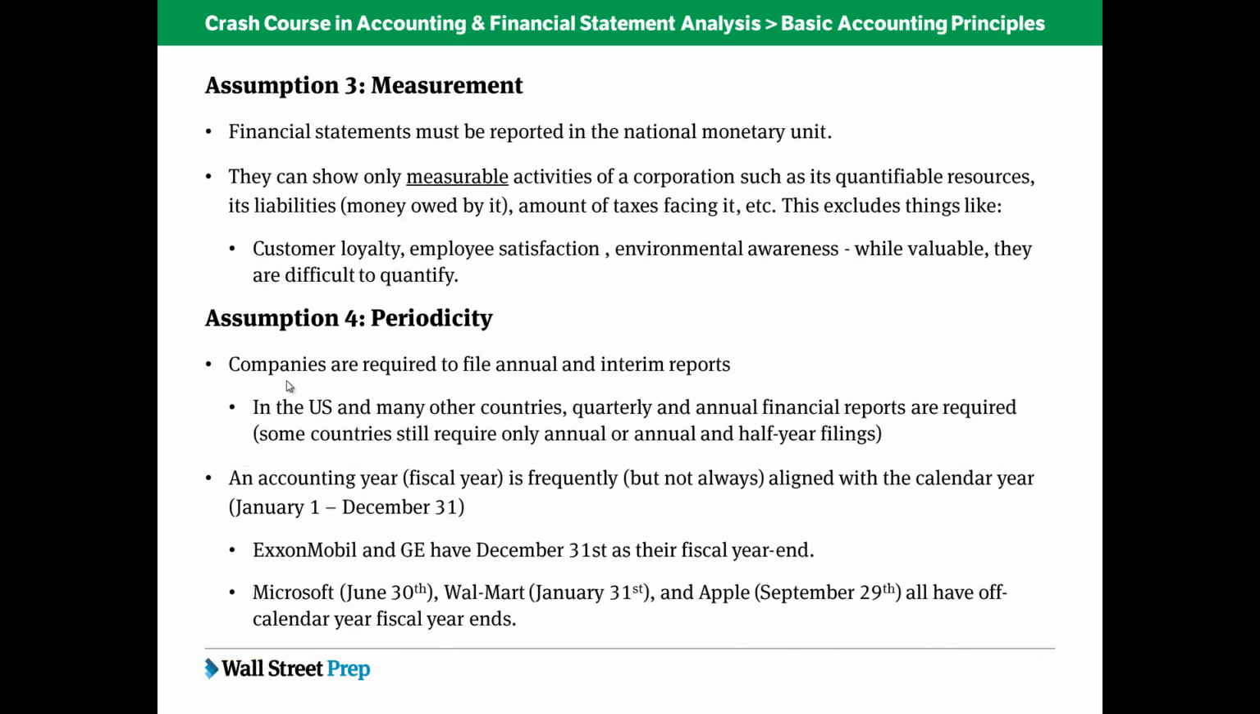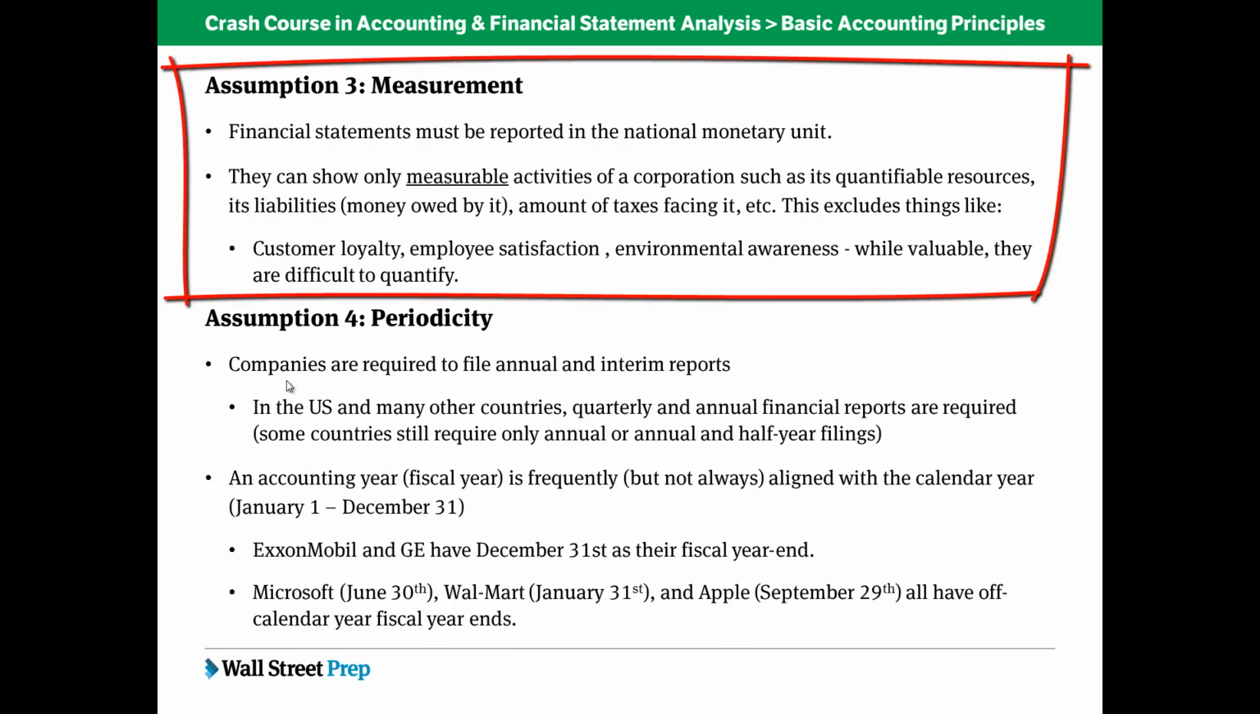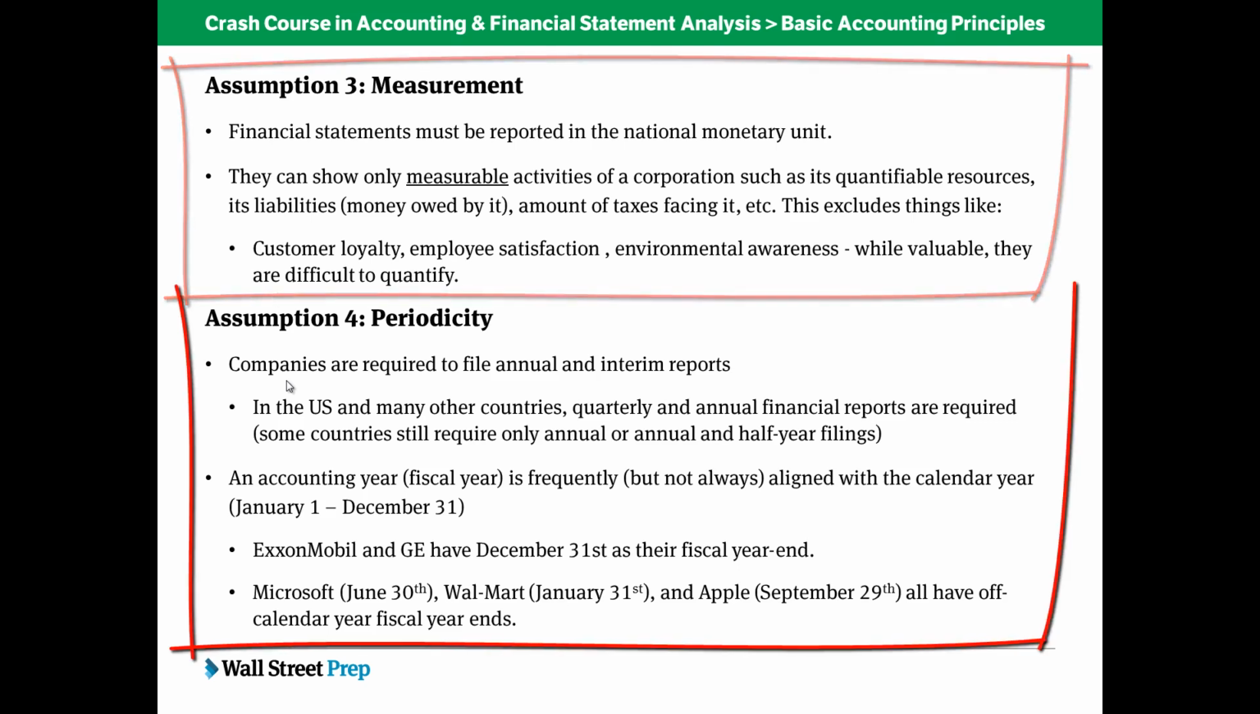The third assumption is that financial statements can only show measurable activities of a corporation, like its resources, like its assets or liabilities, the amount of taxes facing it. So that excludes things like customer loyalty, employee satisfaction, environmental awareness, things that may have value but are a little bit more nebulous or difficult to quantify.